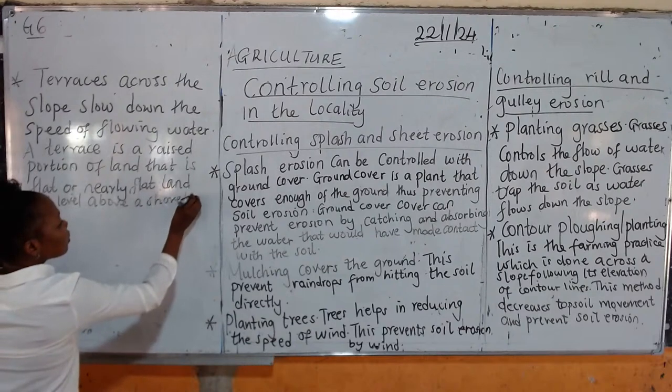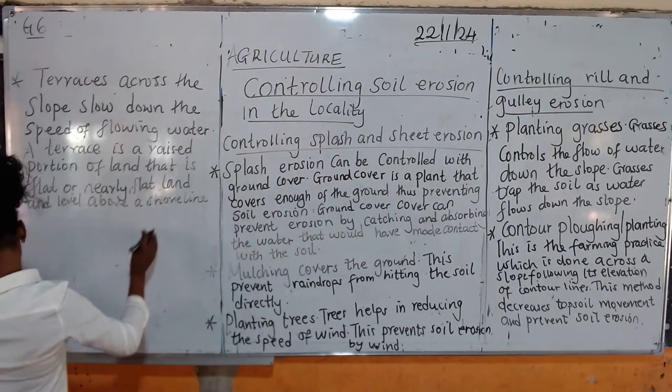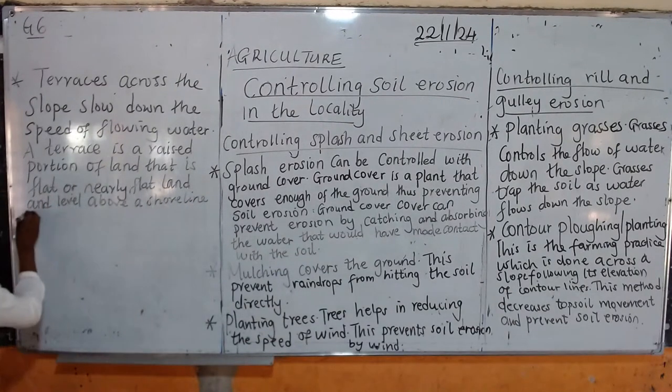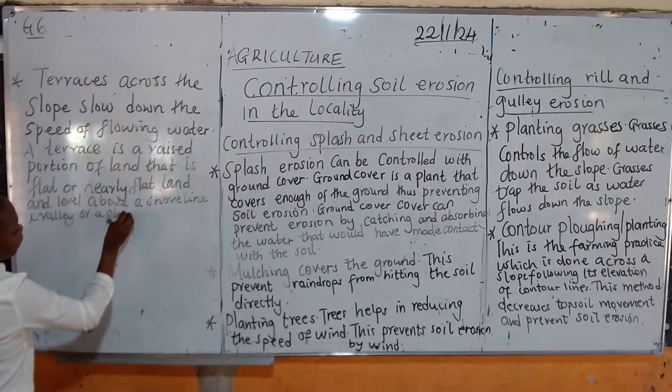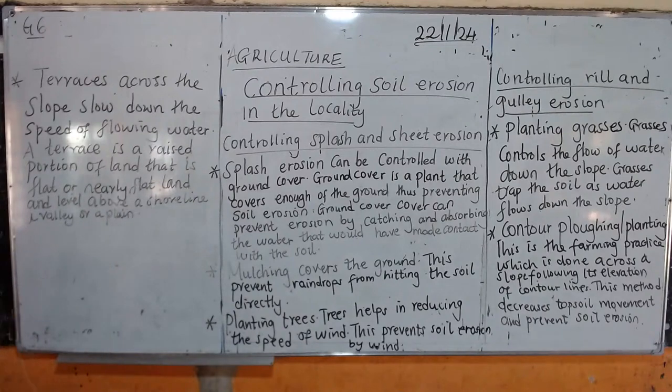Level above the shoreline, it can be above the shoreline, a valley or a plain. On top of that, terraces are a raised portion of land which is nearly flat, it can be flat or nearly flat, and level above the shoreline, a valley or a lake. So how does this prevent soil erosion?